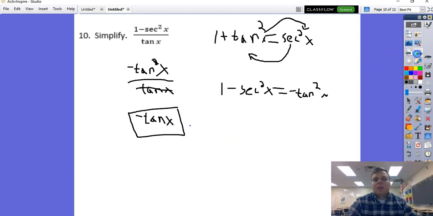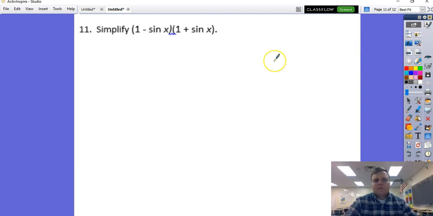Number 11. Simplify. 1 minus sine x times 1 plus sine x. The first thing you need to do here is multiply these two out. You might ask why I know to do that, and why I don't try to use other identities. You'll notice I don't have any squares here, and everything's in terms of sine or 1. That means there's not a lot I can do as far as simplifying before multiplying. So we're going to multiply out.